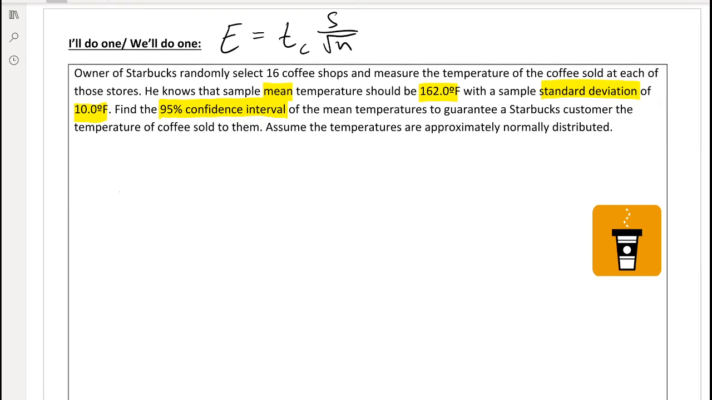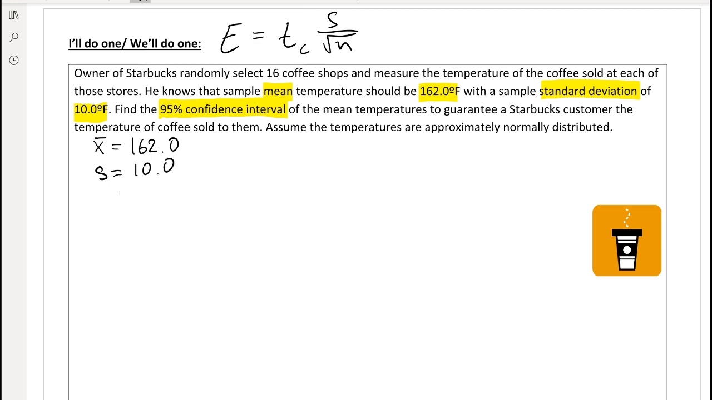So first things first, I noticed that the mean is given to us, and this is the sample mean, meaning that it's x bar, not mu, and x bar is 162.0 Fahrenheit with a standard deviation of the sample, by the way. It doesn't say it's the population standard deviation. It's the sample mean with a sample standard deviation, which is going to be s in this case. And s in this case is going to be 10 degrees Fahrenheit.